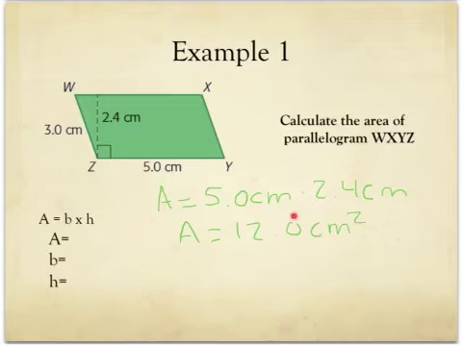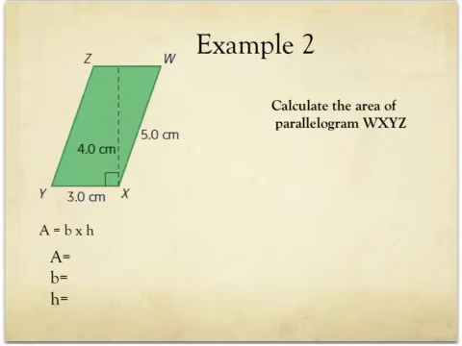Now it's important to include one decimal place because our base and our height have been given to one decimal place. It's also important to include centimeters squared because this indicates that it's the product of two dimensions, base and height. So this is the second example we're going to be doing for calculating the area of a parallelogram.